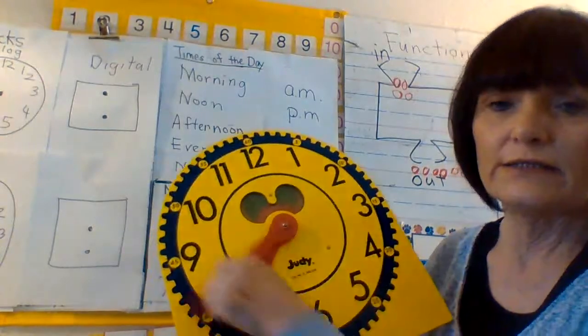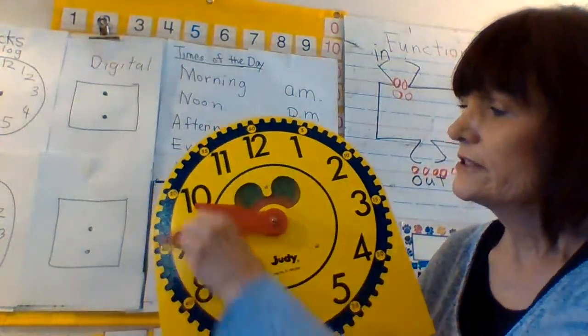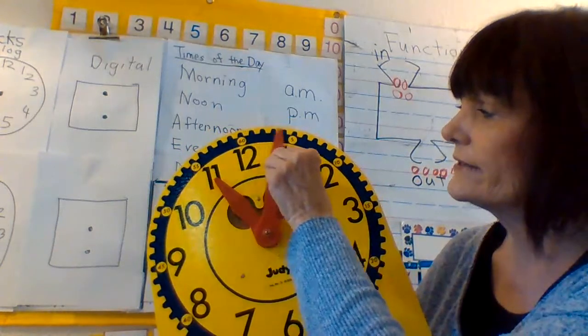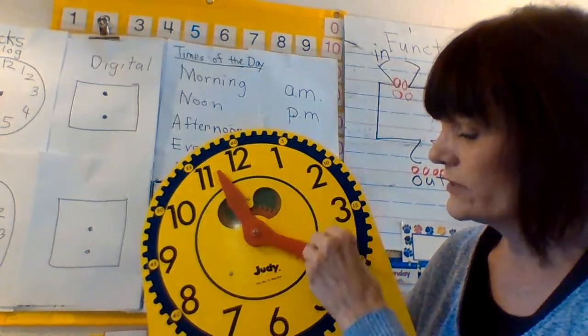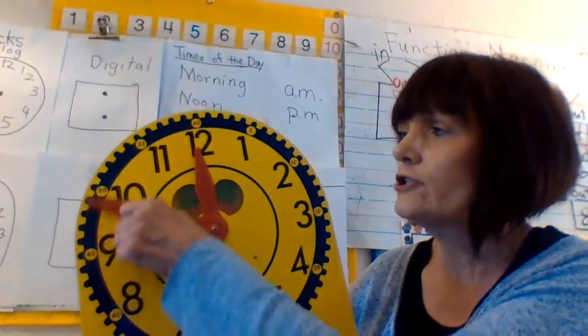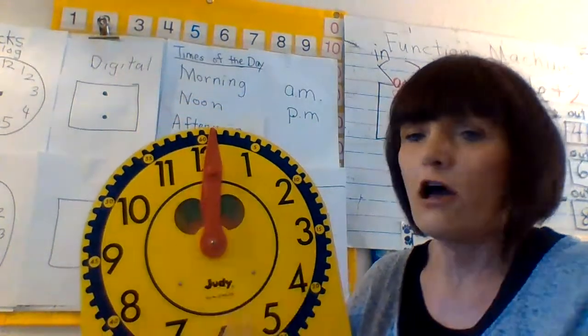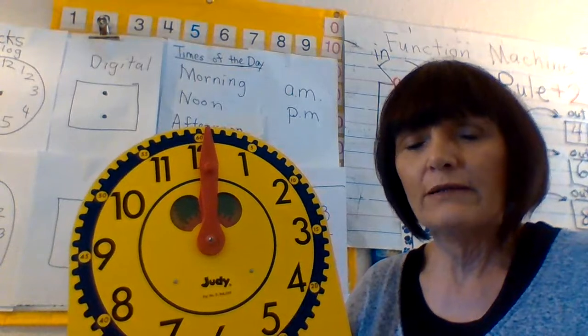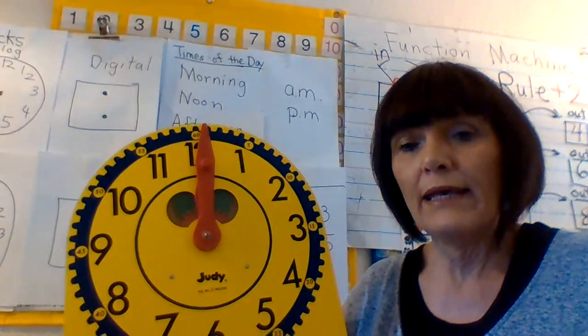Having trouble holding on to that clock. It's hard to hold it up in the air like this. 11:30. Let's see. There's 11. 5, 10, 15, 20, 25, 30. 11:30. All right. I did not eat lunch at 11:30. I ate lunch at 12 o'clock. 12 o'clock. That is called noon. Now, is that going to be an AM or a PM?